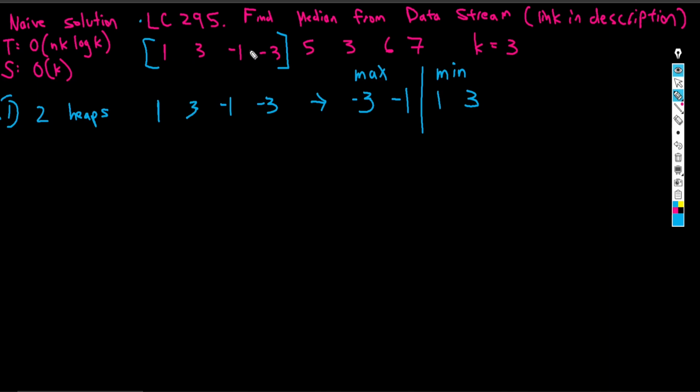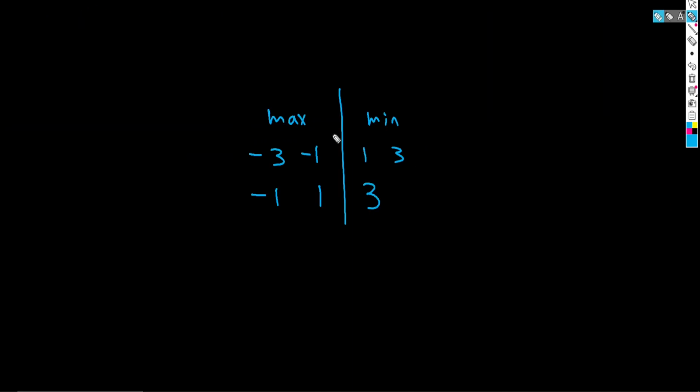If our window consisted of 3 elements, then when we sort these 3 elements, we get negative 1, 1, and 3. And if our sliding window has an odd number of elements, we are going to let the left heap, or the max heap, have 1 extra element. If our sliding window has an even number of elements, then we can find the median of the sliding window by taking the mean or the average of the top of the max heap and the top of the min heap, which takes O of 1 time.